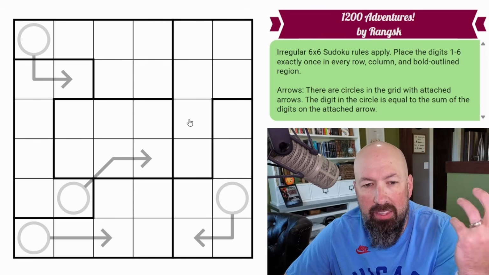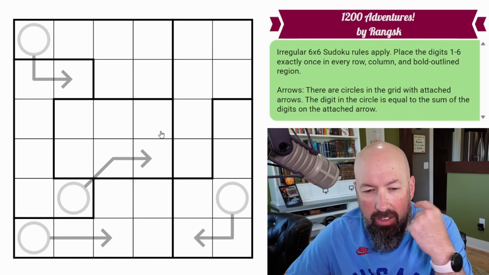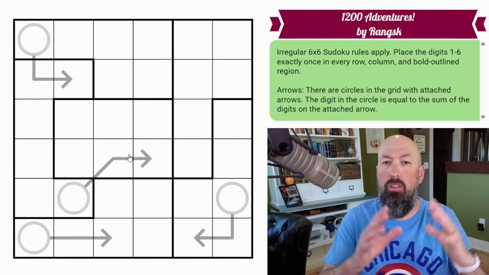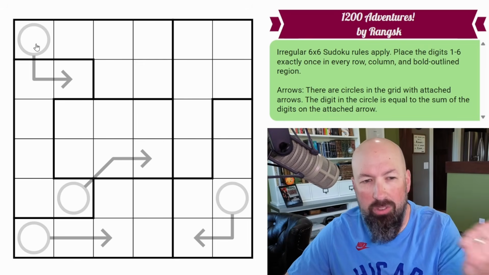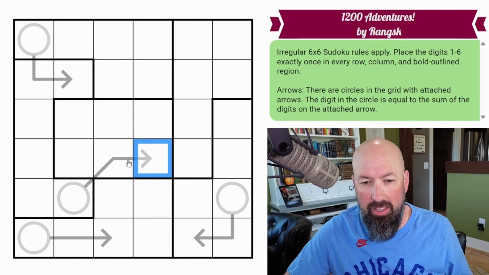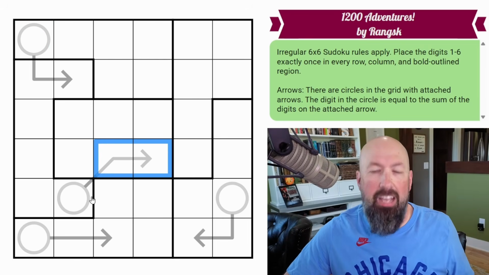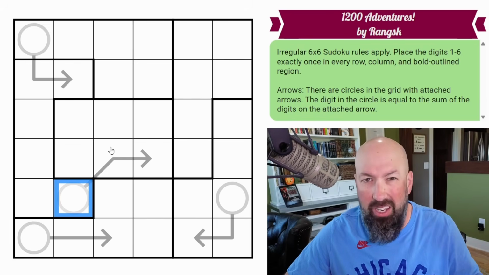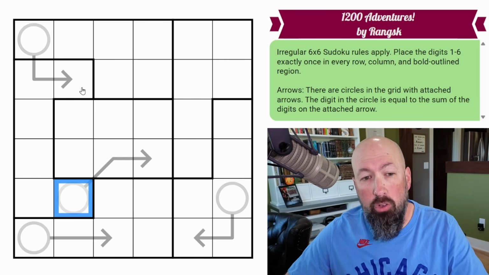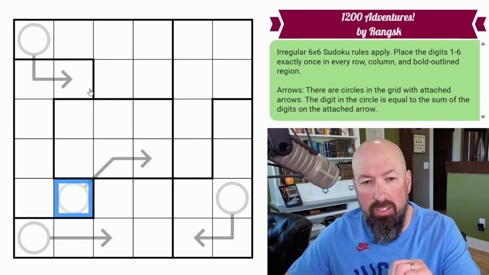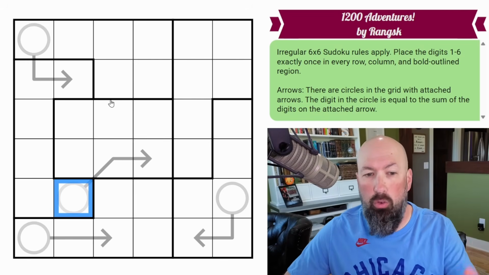So one of the things that I like to do on an irregular, especially when there's not much else to go off of to start. These arrows are not very restrictive. They're all 2-cell arrows, which is not going to tell us much. You could have something as small as 3 on a circle, right? So the thing to look at is which cells can you place in another region, basically.